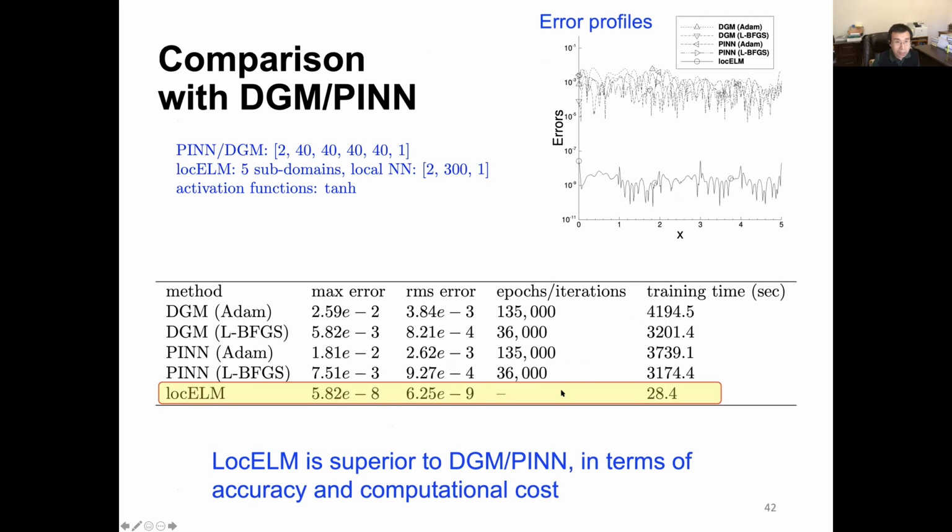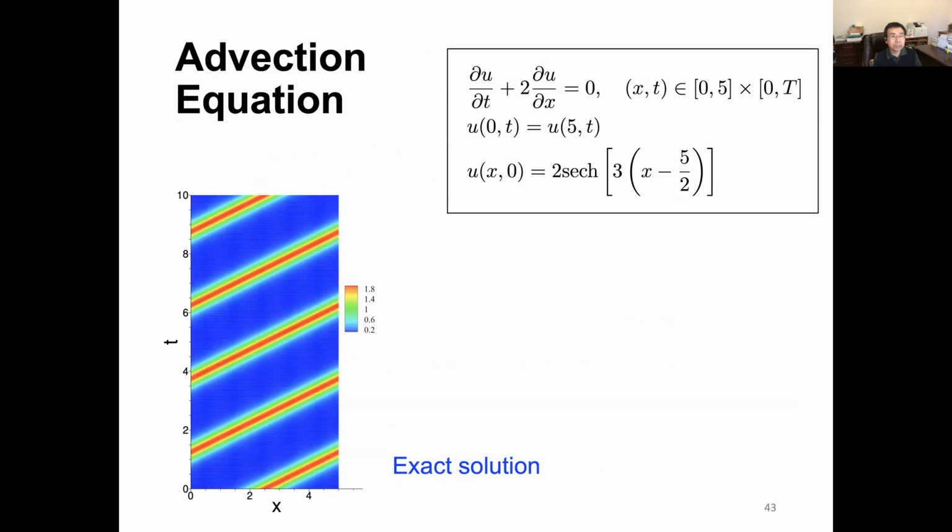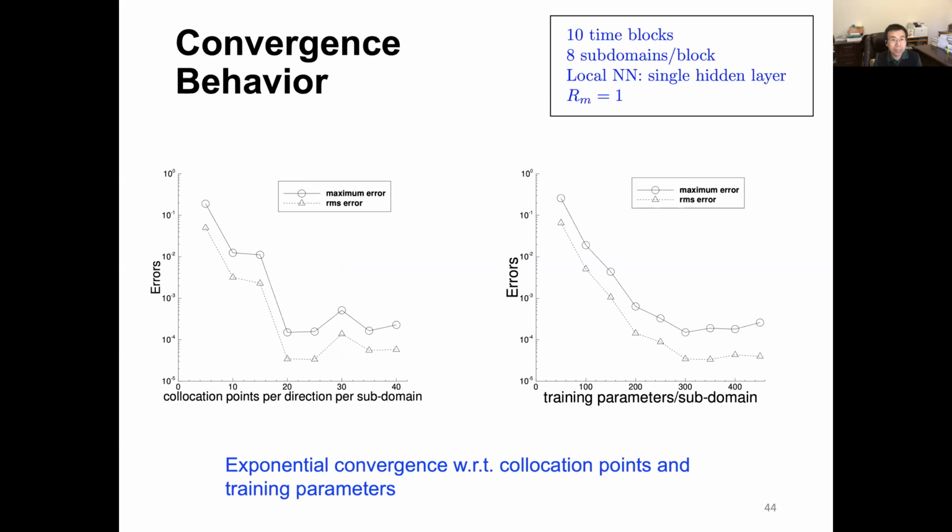So that's basically for the diffusion equation. This one is the advection equation. Again, in the x domain, we have periodic boundary conditions, and in time, that's this solution. But notice that this initial condition is not exact: the derivative partial u partial x there is not periodic, so basically it's not smooth. That limits the accuracy you can achieve. But here again, we see the exponential convergence with the collocation points and training parameters.